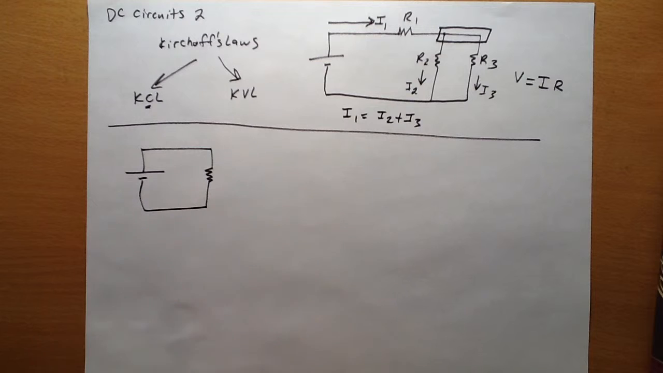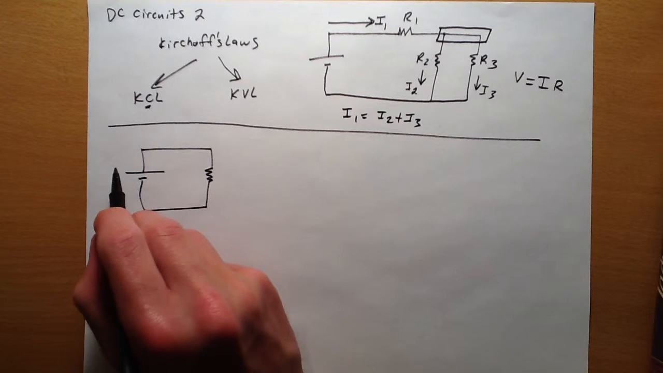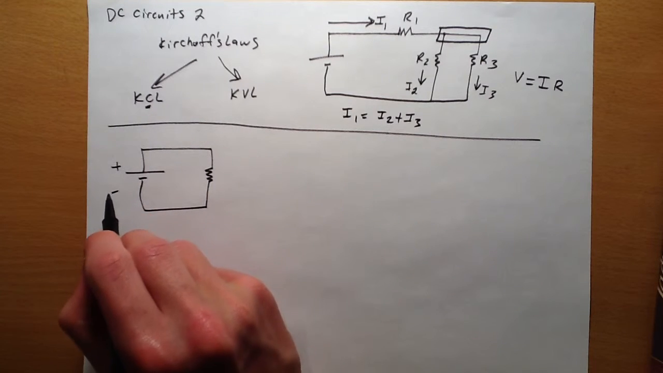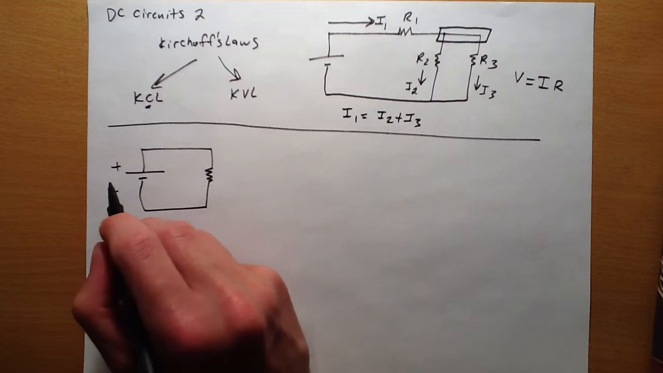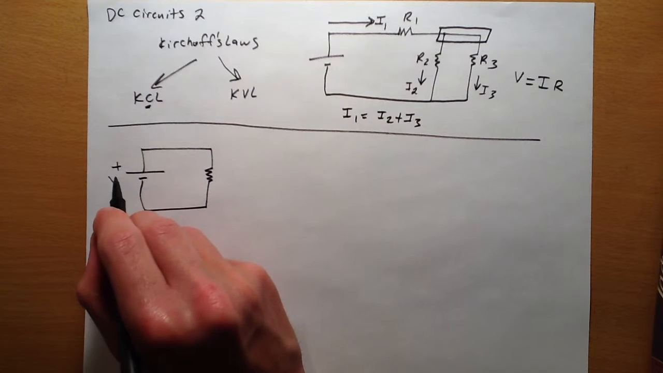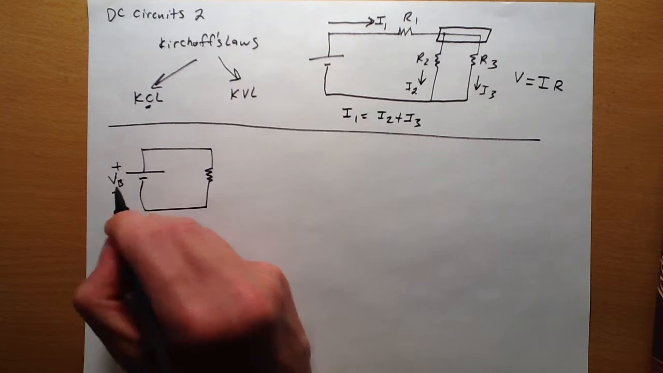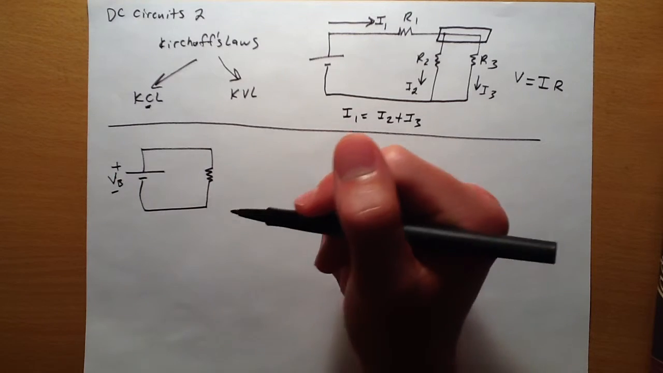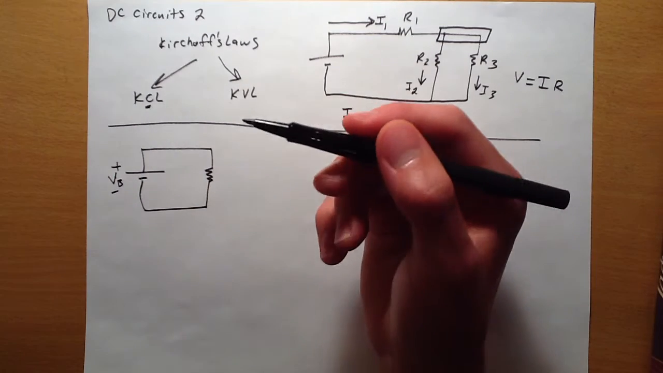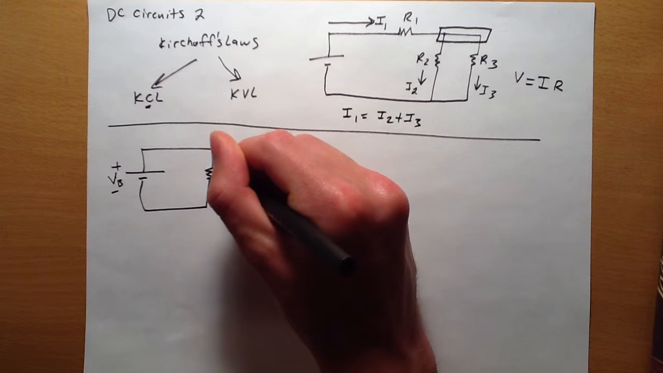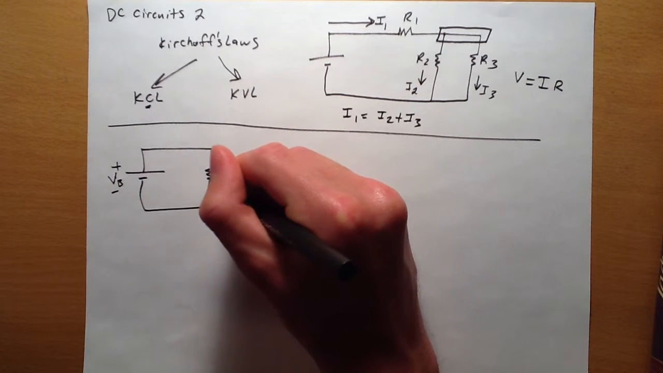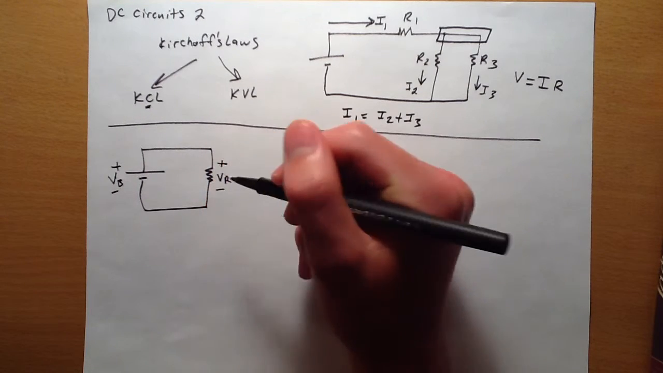KVL, or Kirchhoff's loop rule, tells us that voltage drops around the loop must equal 0. Now this might seem confusing, but let's talk about it. So, we have a voltage rise because of the battery, which we're going to label V battery, and then we're going to have a voltage drop across the resistor because when current travels through a resistor, voltage is lost. So the voltage drop here is the voltage across the resistor.